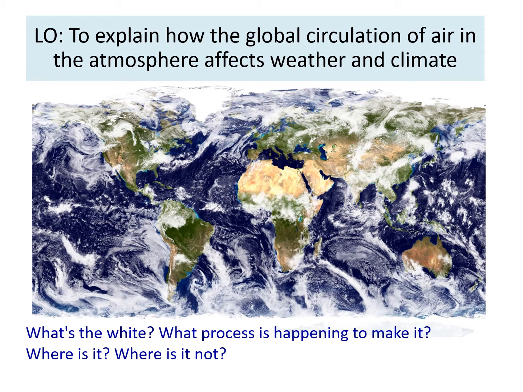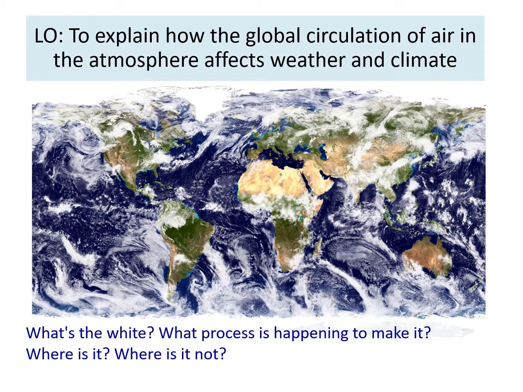So Year 10, today we're going to be looking at how the global circulation of air in the atmosphere affects world weather and climate. Have a look at this satellite photograph. You can see lots of white over the continents. What is it? It's clouds, isn't it? And what process therefore is happening in these places where there are clouds?